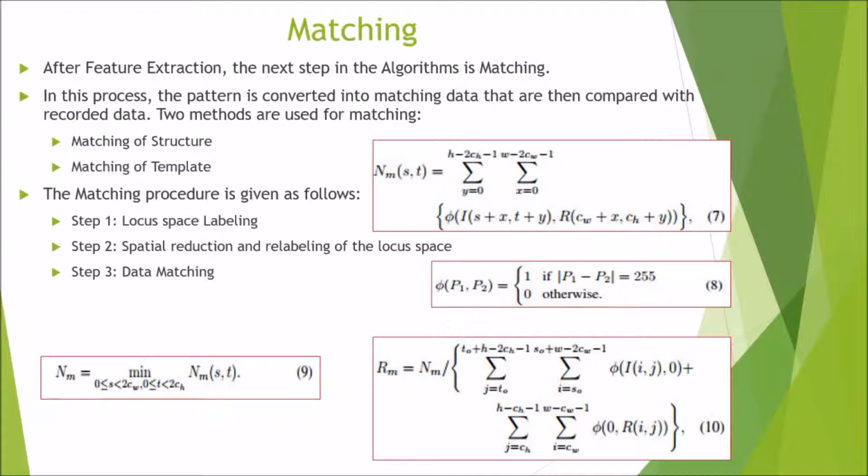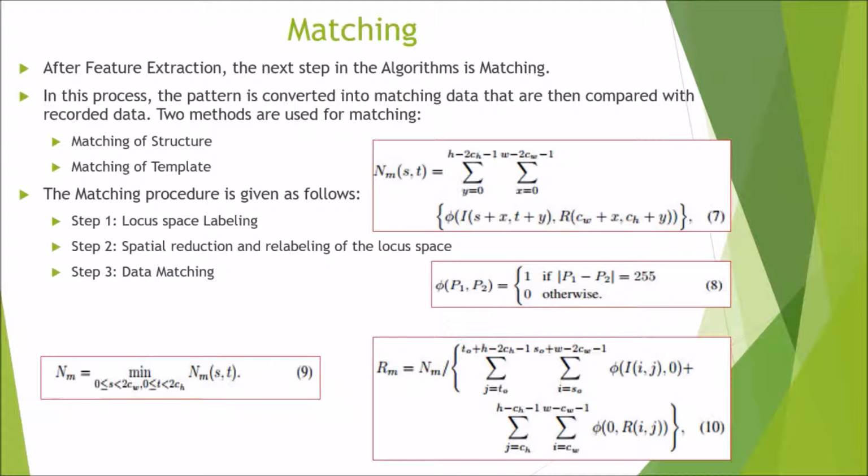Labeling of the locus space. The locus space is binarized using a threshold. Pixels with values smaller than the threshold are labeled as parts of the background, and those with values greater than or equal to the threshold are labeled as parts of the vein region. Here, we define the value of pixels labeled as parts of the background as 0 and of pixels labeled as parts of vein regions as 255.